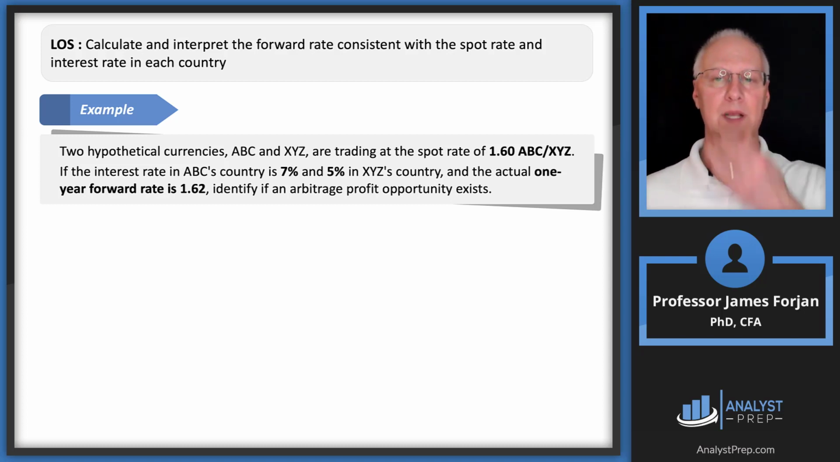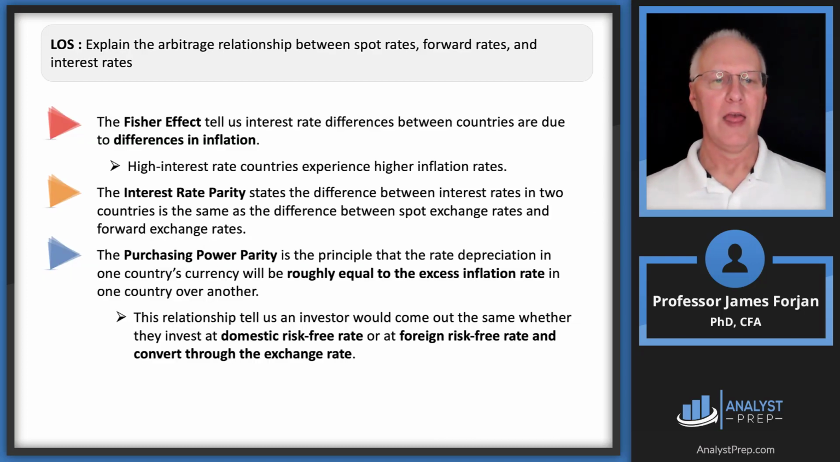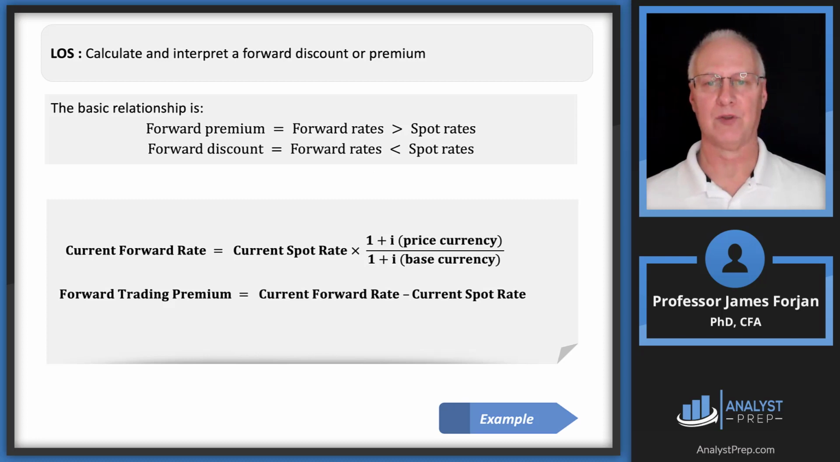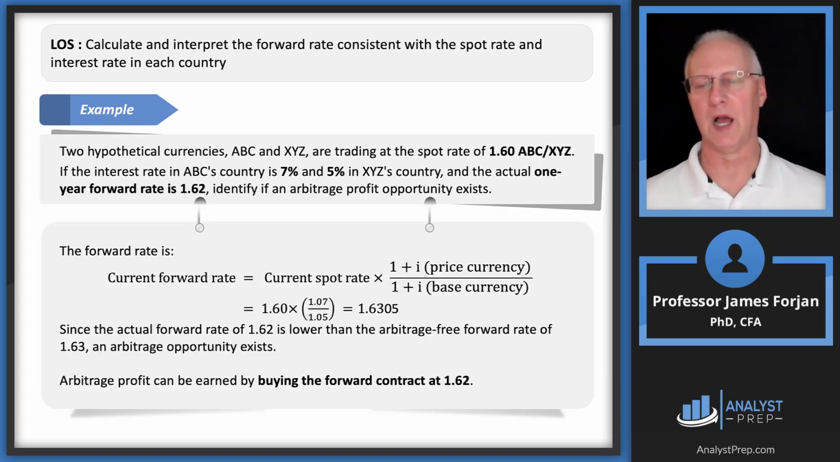So the question then becomes, and before I show you the answer here, I'm going to go back here. Is that 1.62 an equilibrium rate based on Fisher, interest rate parity, and purchasing power parity? And of course, you probably know the answer right away. The answer is probably not, just because we came up with this example.